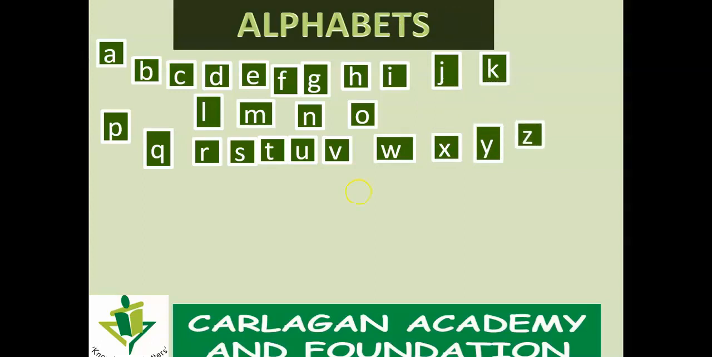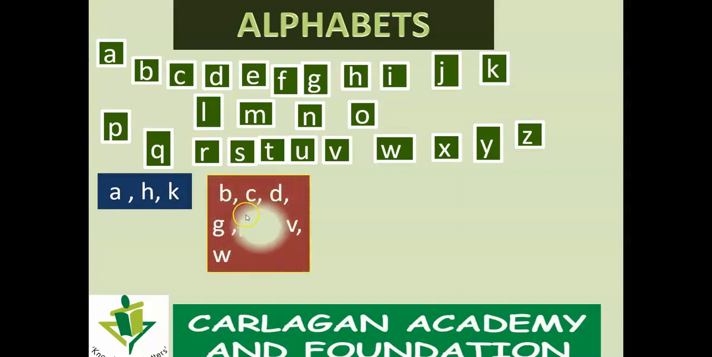Now, to make the pronunciation easier, we'll group the alphabets in the way they are pronounced similarly. These three alphabets have the R sound. A, H, K. These alphabets have the A sound. B, C, D, G, P, T, V, W.